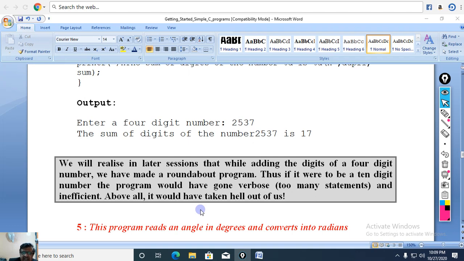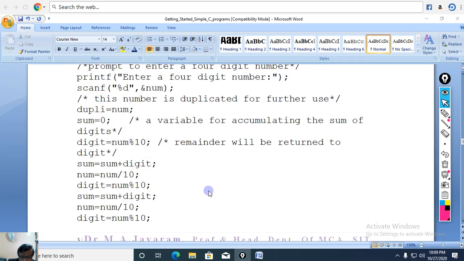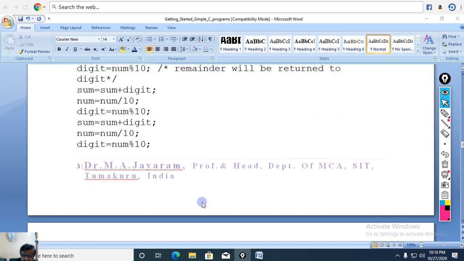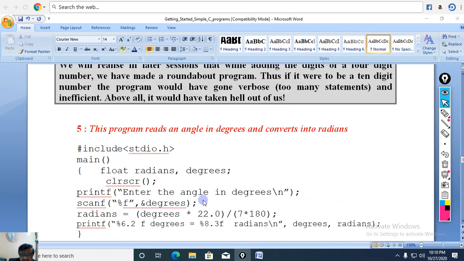But anyway, this program has a greater significance. It has taught us how to use the modulo operation and the division operation, what exactly happens when a number is divided by 10, and what exactly happens when a number is modulo divided by 10.